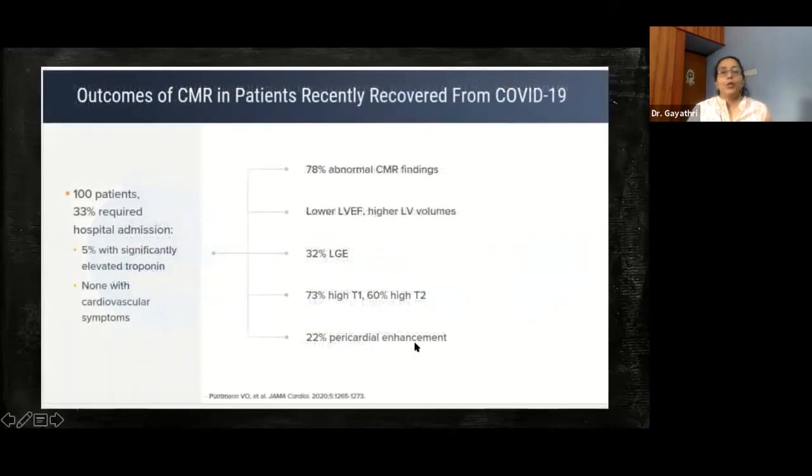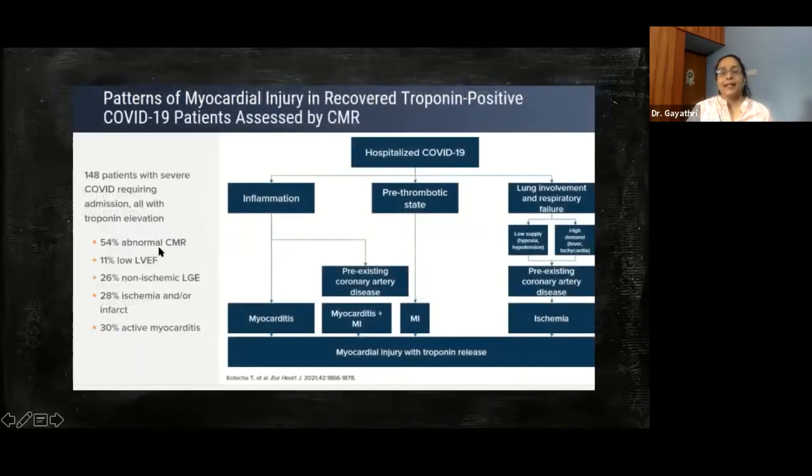Now, the previous slide showed all those patients who were having high troponin levels. Now, in this paper, around 100 patients were selected, and 33% of them were hospital admission cases, and 77 were out of the hospital, home quarantine types. And here you can see that only 5% had elevated troponin, and none of them had cardiovascular symptoms, and all of them were subjected to cardiac MRI. And what they found is 78% of these patients had abnormal cardiac MRI findings, low ejection fraction, 32% had gadolinium enhancement, which shows myocardial edema, and pericardial enhancement was also seen, right? Pericardial injury, pericardial edema, everything was seen.